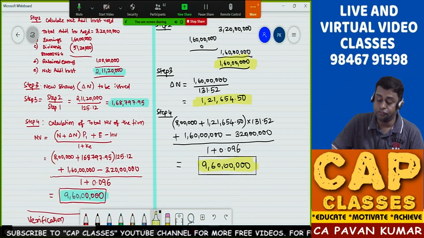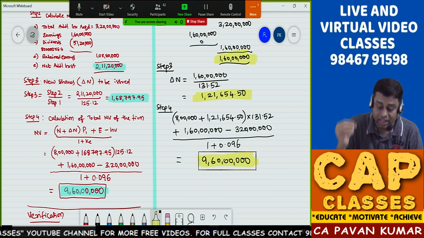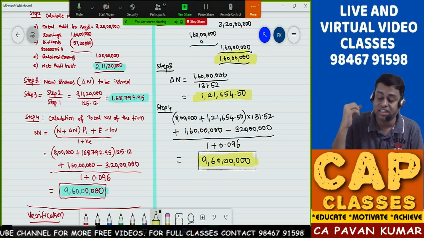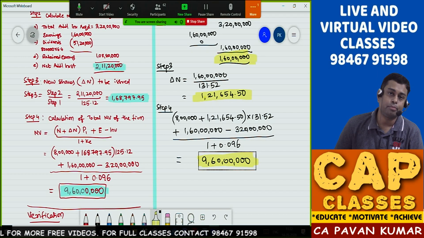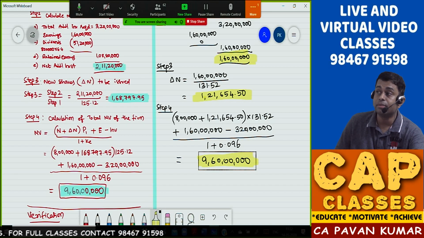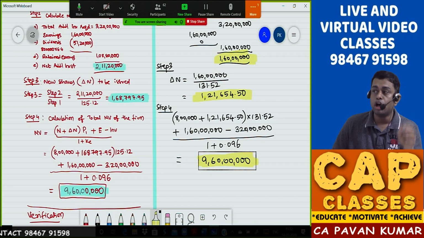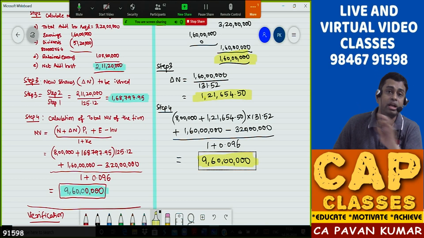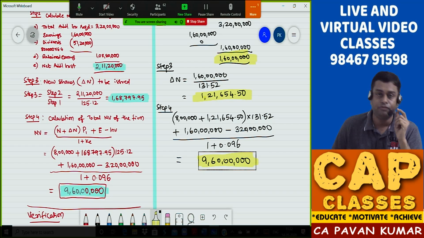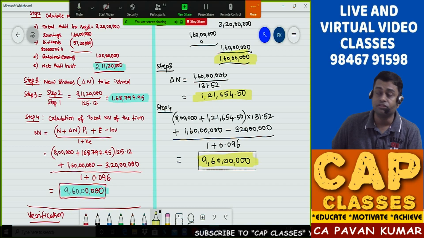So what is the proof? The summary is that the Modigliani-Miller approach is a dividend irrelevance approach. What is the meaning of dividend irrelevance approach? It means whether you declare dividend or you do not declare dividend, there will be no impact on the market value of the firm. That is what we demonstrated through this question. You understand this?